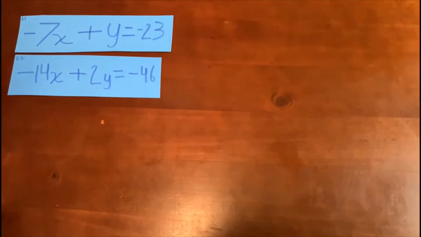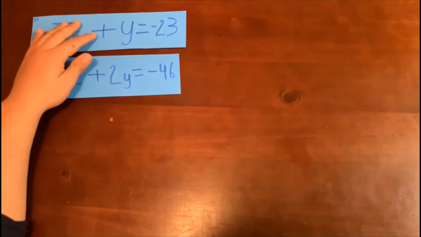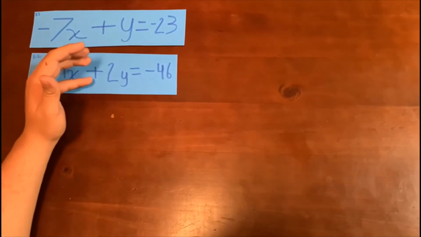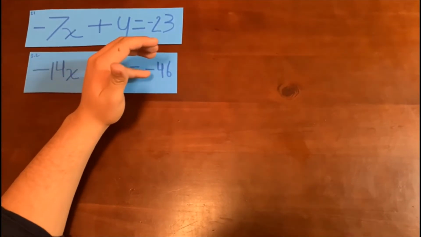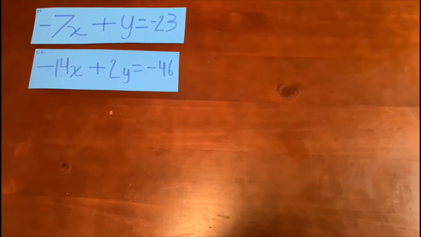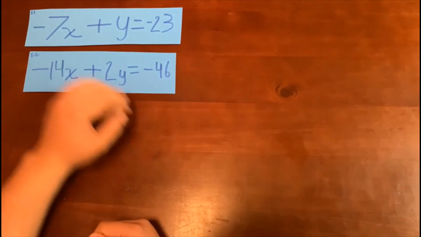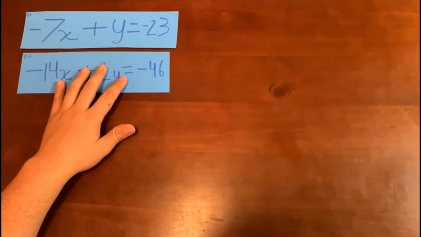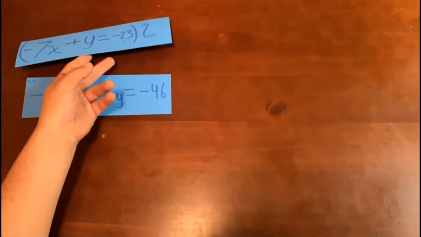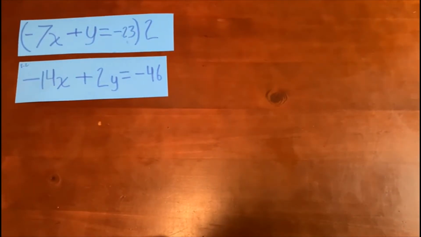Our first equation is -7x plus y equals -23. And our second equation states -14x plus 2y equals -46. So we're gonna make the same steps as the first system. We're gonna go ahead and make this equation equal to this equation in order to work it out. So what we do is multiply everything times 2.